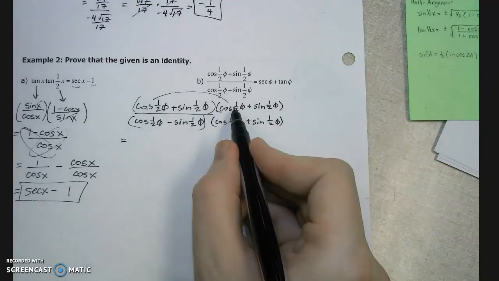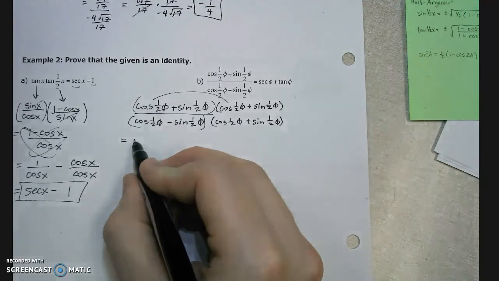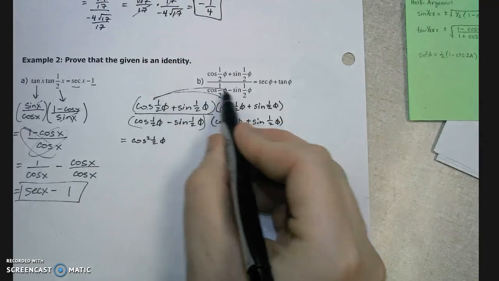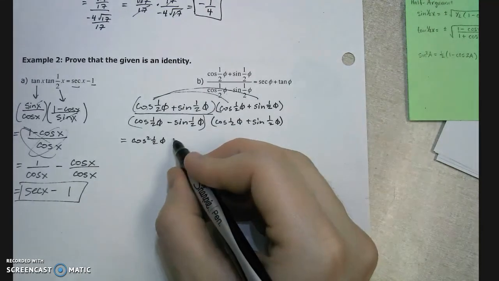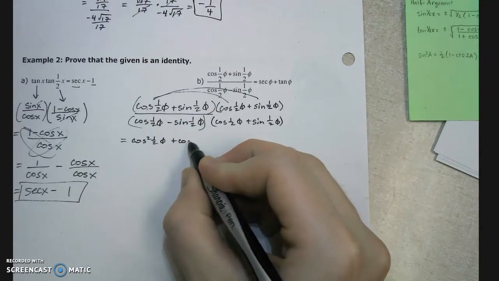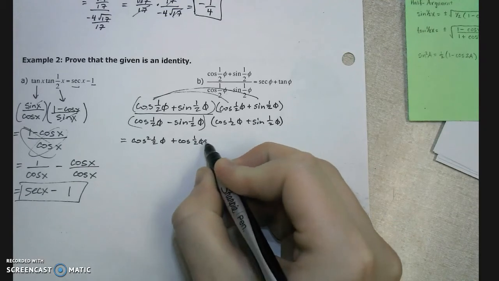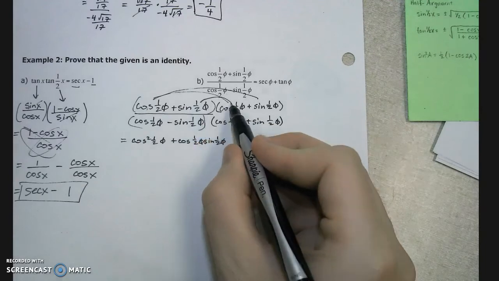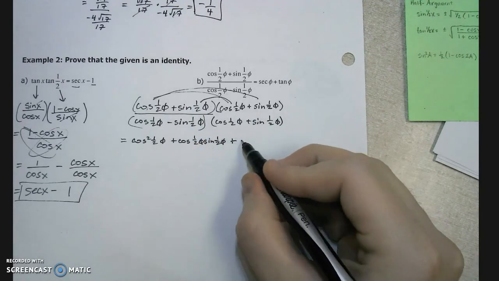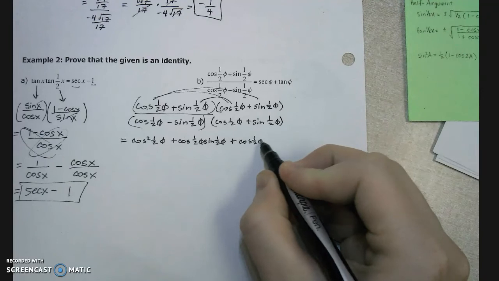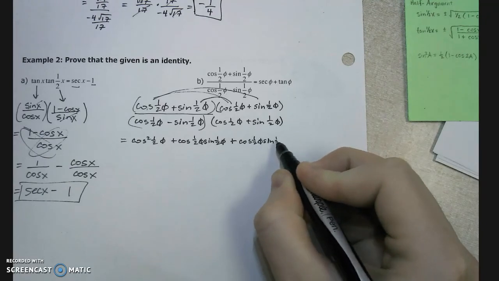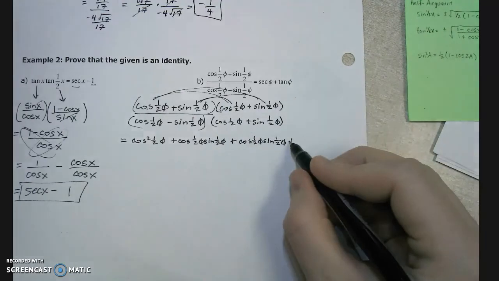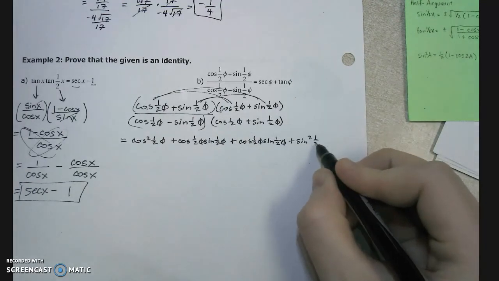I've got now cosine squared 1/2 phi. And then I've got positive cosine 1/2, sine 1/2. Then I'm going to distribute my sine. I'm going to have another positive cosine 1/2, sine 1/2. And then I've got sine times sine, so I'm going to have positive sine squared 1/2.